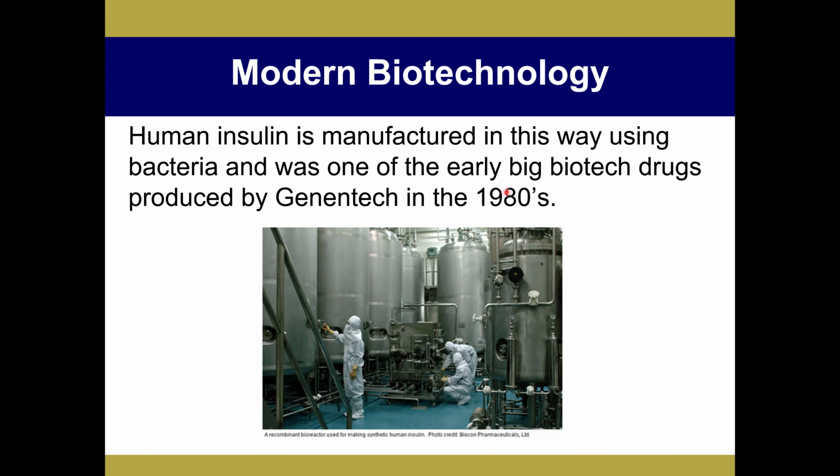Modern biotechnology. Human insulin is manufactured in this way using bacteria and was one of the early big biotech drugs produced by Genentech in the 1980s. And this picture here is a recombinant bioreactor used for making synthetic human insulin.